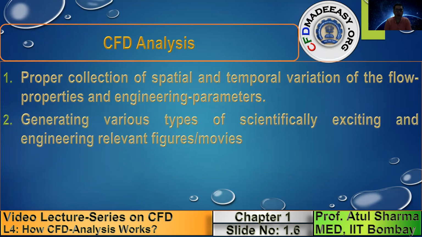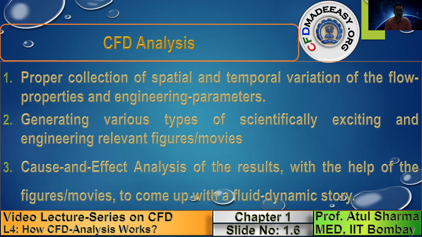Once we have collected the proper data, we need to generate various types of scientifically exciting movies corresponding to the flow properties, and engineering relevant movies corresponding to engineering parameters, such as lift force and drag force. These movies are like silent movies, and we need to give voice to them with the help of CFD analysis. We have to build up a story which is scientifically exciting and engineering relevant for the fluid dynamic movie developed in step 2.